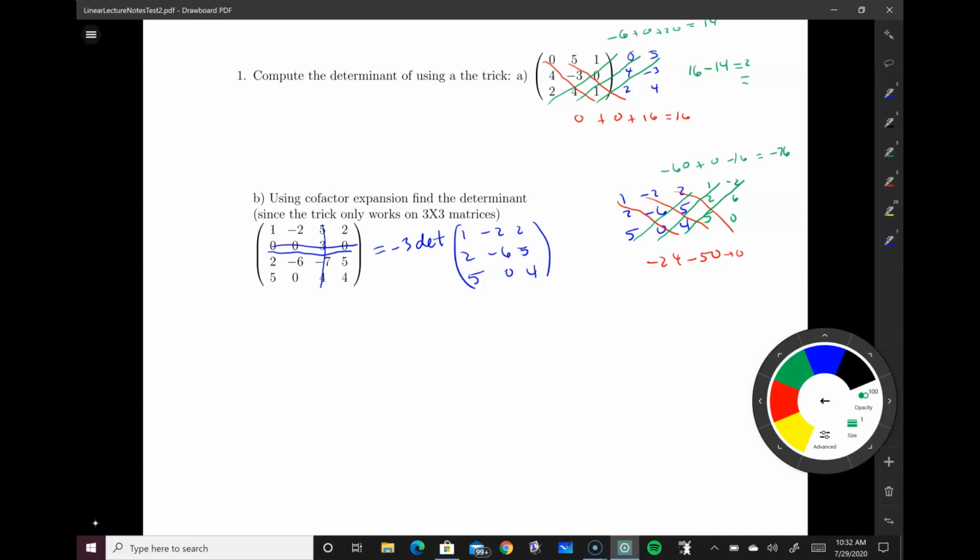And this gives me a -74. Okay, so I take this -74 and I subtract the upward of -76, so that's going to give me 2. So I get a -3 times this 2, that gives me a -6.